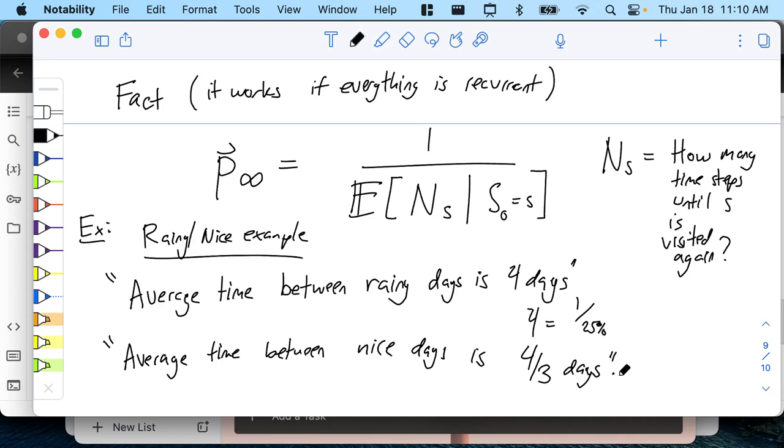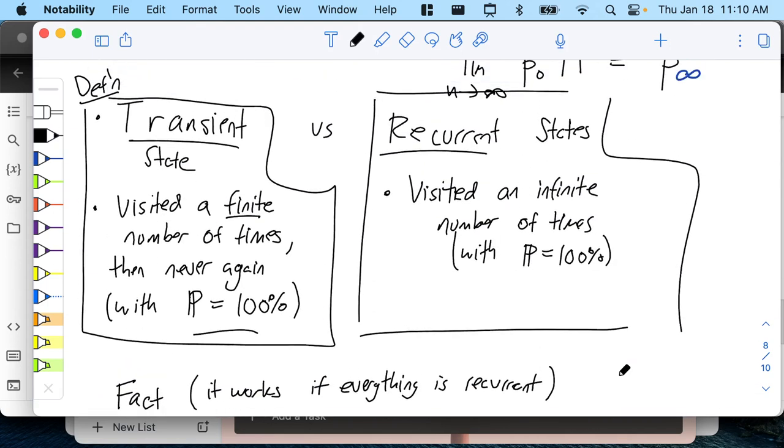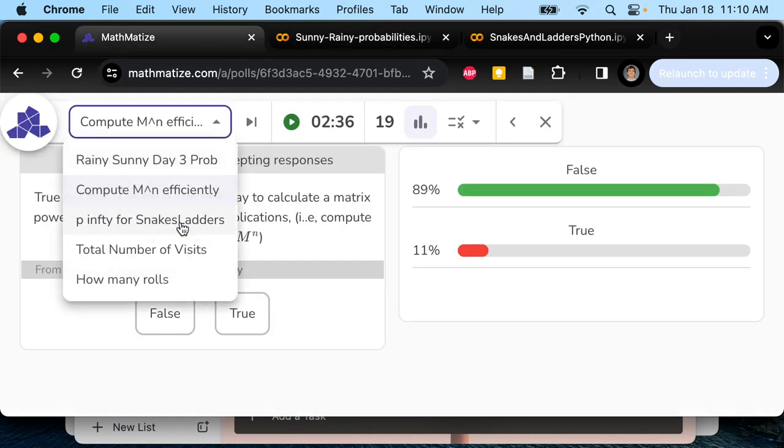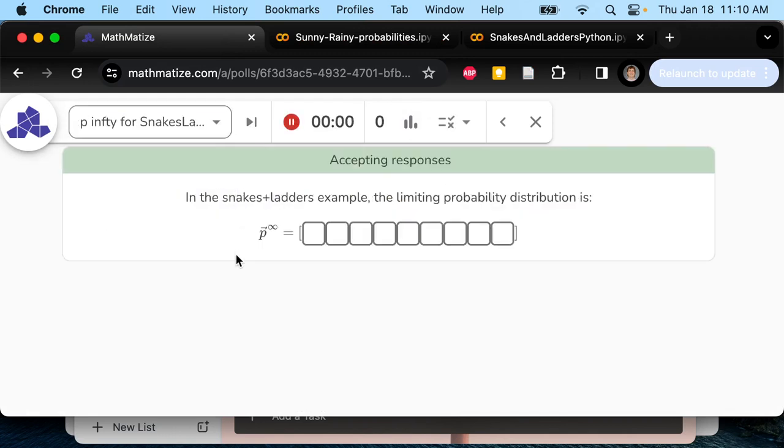Okay, so now that we have these notions of transient and recurrent, and this idea of what you converge to, we're going to try to apply this, not in the rainy sunny example, but in the snakes and ladders example. So in the last couple minutes, we're going to do the snakes and ladders example again. One thing I was going to ask is, what is the P infinity for snakes and ladders? I think we sort of talked about this and spoiled this, but I'll give you 1 minute to think about it.